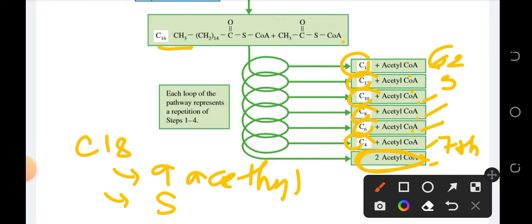Tapos, ang 8 repetitions lang. 8 repetitions, sorry. Okay, 8 repetitions ng beta oxidation. Ulitin ko, bakit 8 at hindi 9?